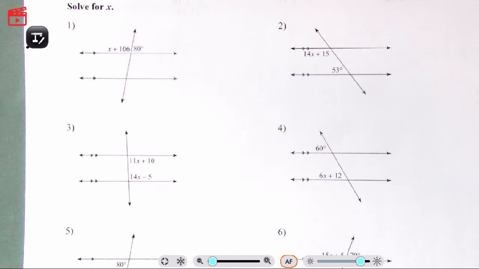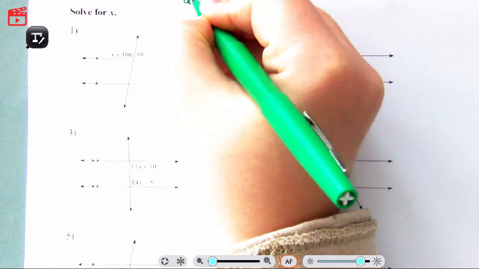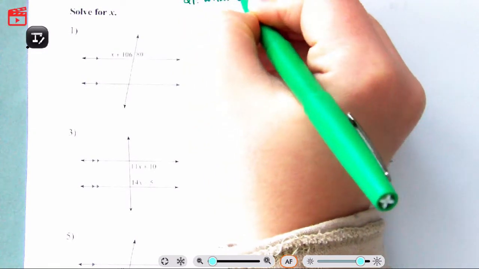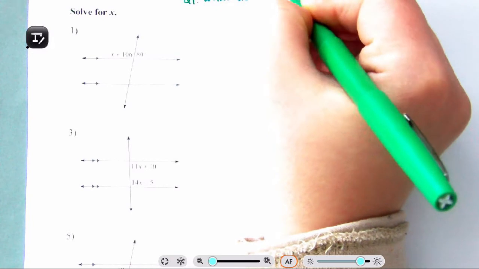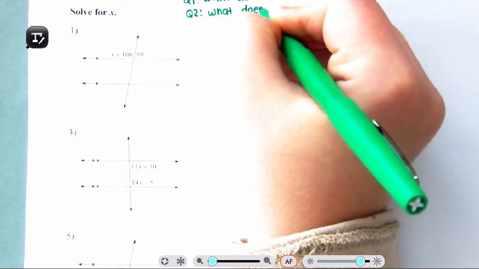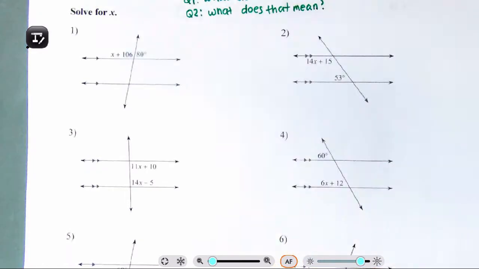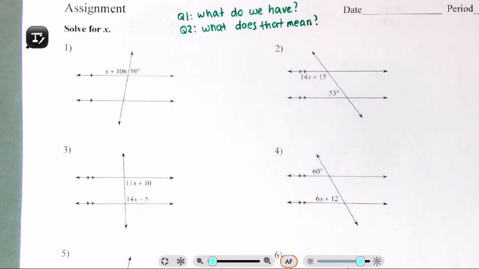We will be asking two questions. Question number one, what do we have? Question number two, what does that mean? If you are in my class, I'm pretty sure that you are tired of hearing these two questions, but I promise you I will not stop asking them. For number one, it's asking, solve for x.